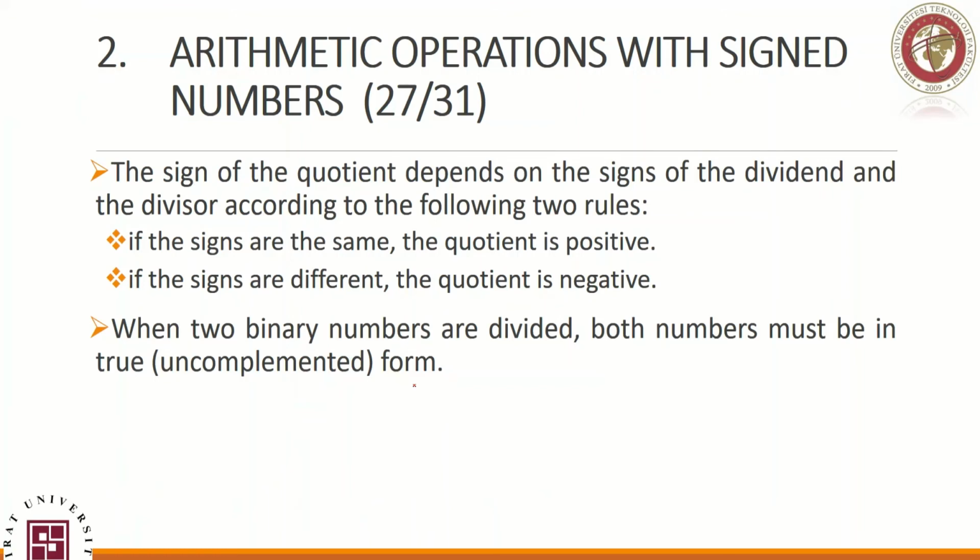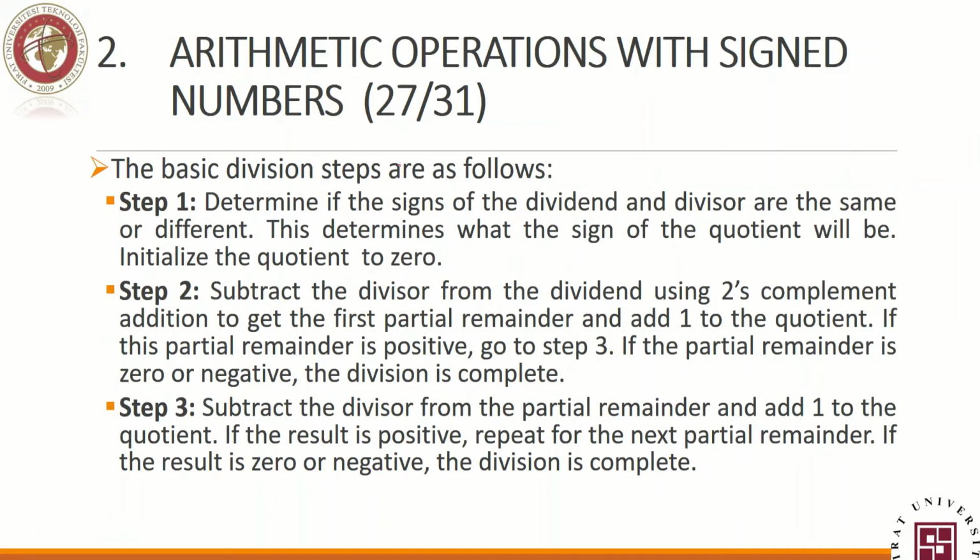What we do is very similar to the multiplication. We have cases. If the signs are the same, then the quotient is positive. If the signs are different, then the quotient is negative. When the numbers are divided, both numbers must be in their true and uncomplemented form. If one of them is negative, you need to uncomplement it, so you take the 2's complement of the number to reverse its complementation. Okay? These are the rules.